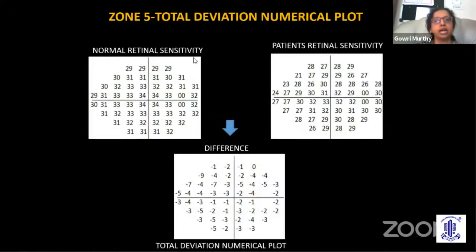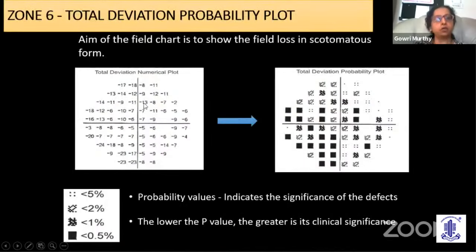The fifth zone is the total deviation numerical plot. So if you look at the normal sensitivity and the patient's retinal sensitivity, and you look at the difference at each point, that is what gives you the total deviation numerical plot. So this tells you how defective the patient's field is when compared to the normal of the same age group. This total deviation numerical plot has no meaning unless we convert it into probabilities. So that is what the total deviation probability plot does.